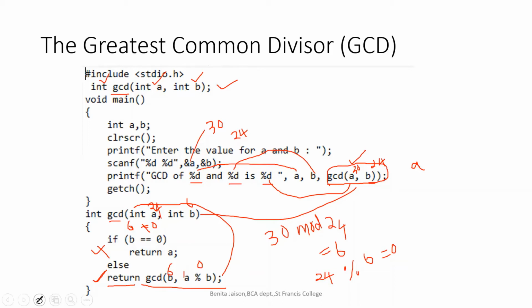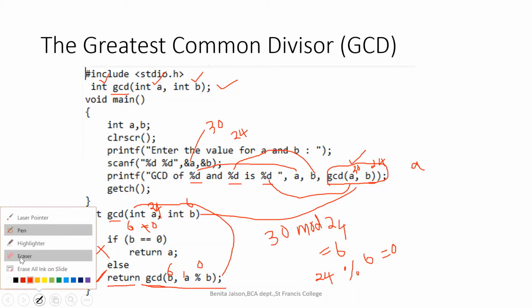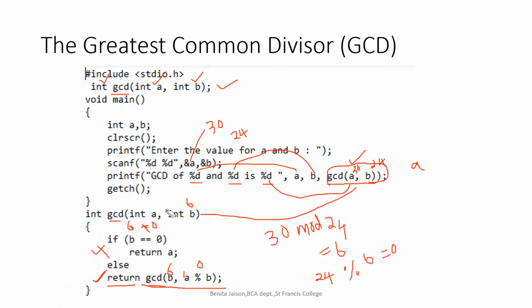Understood? So now what will happen? Again we are recursively calling GCD. Again, we substitute the formal arguments with the new values of A and B. The new value of A is 6. The new value of B is 0. Understood? Listen here. Now we check: the B value is 0 now, right? If B is equal to 0, we have to return A.